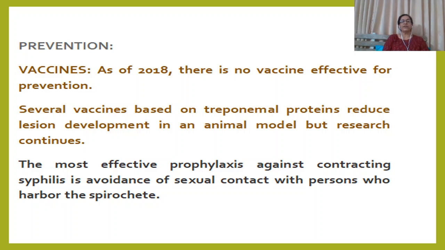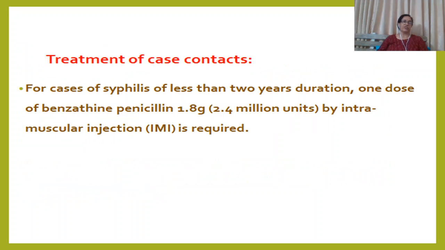The most effective prophylactic measure against contracting syphilis is avoidance of sexual contact with a person who harbors the spirochete. Treatment of case contacts is also one way to control the disease.